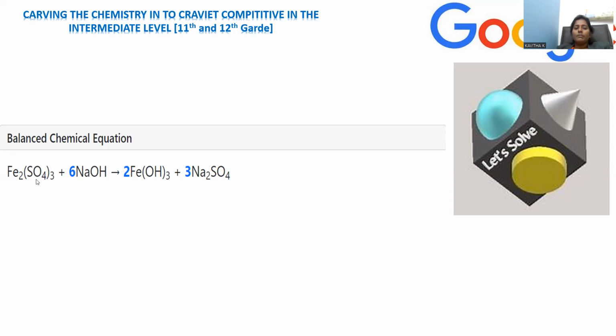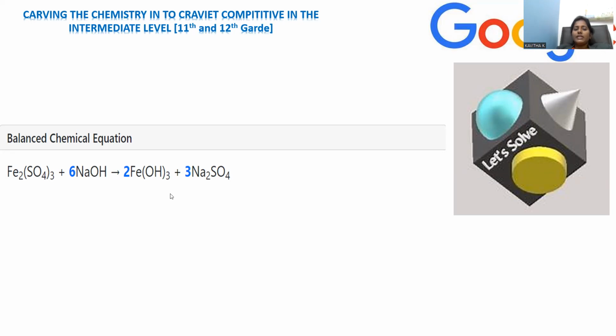But this is not completed. All oxygens are not completed. And here also we have some more oxygens. Oxygens with a 6 coefficient. So 6 oxygens are there in sodium hydroxide. 12 for sulfate and 6 for NaOH. 12 plus 6, total 18 for reactant side. Okay, reactant side oxygen count is 18.